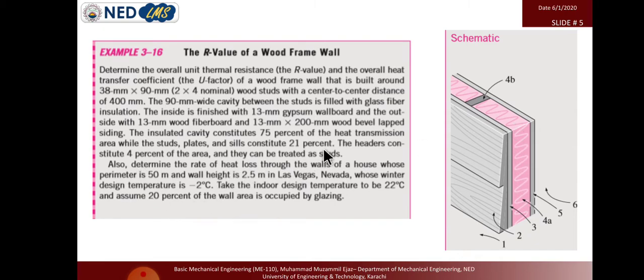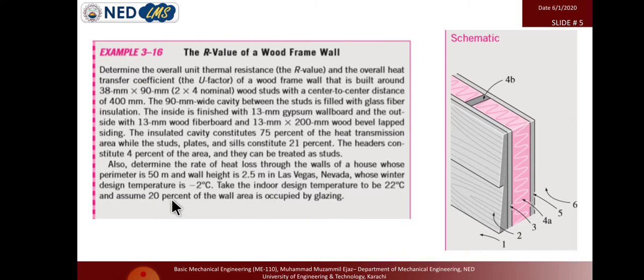Also determine the heat loss through the walls. The house perimeter is 50 meters, and the wall height is 2.5 meters. Location is Las Vegas, Nevada, whose winter design temperature is -2, and the inside temperature is to be 22 degrees, and assume 20% of the wall is occupied by the glazing.